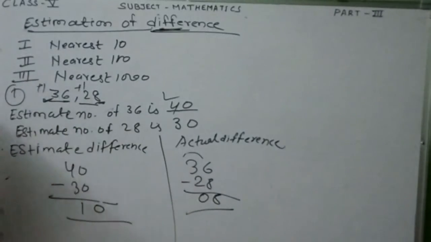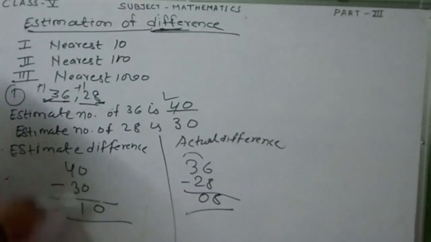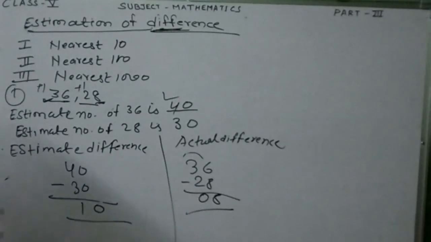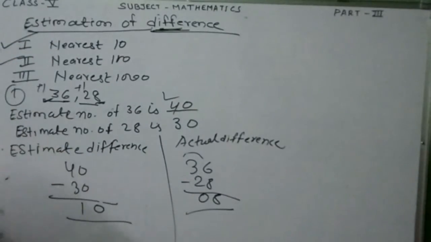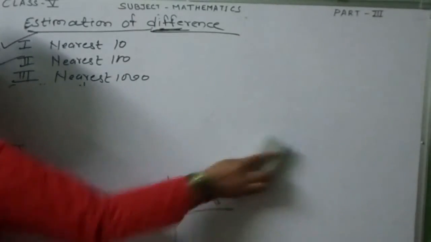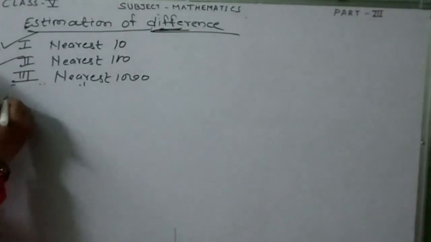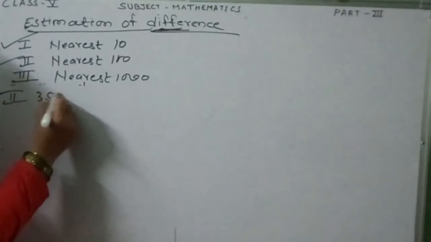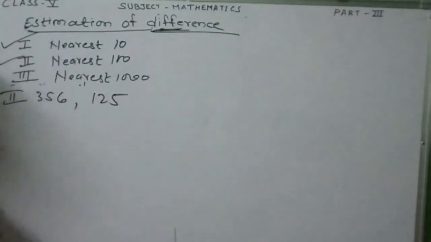So what is the actual difference of the given numbers? 8. And the estimate difference is 10. In the same way, this one is the first part, and the second part is the nearest 100. Next example I will take: that is 356 and 125, and we have to estimate the difference to the nearest 100.